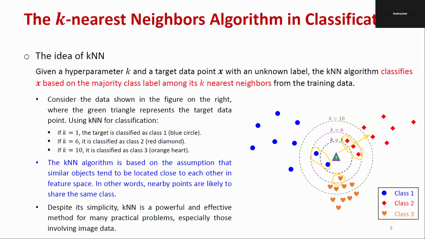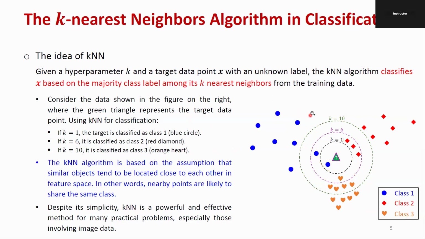Finally, very similar. What if my K now equals 10? I'm going to find the 10 nearest neighbors, of which 2 are blue, 3 are red, and 5 are orange. My hand is still shaking, sorry. What is the majority? Clearly 5, orange is the majority. Hence, I'm going to classify it to the orange class, which is class 3. So these are demonstrated here, and now you understand the point of K nearest neighbor.